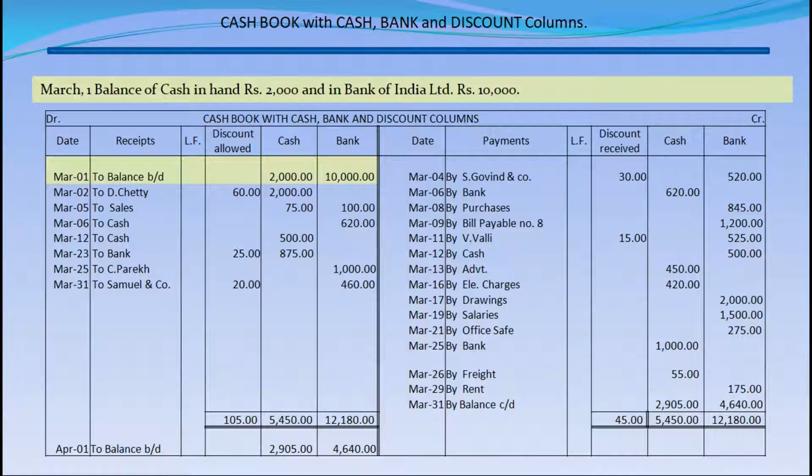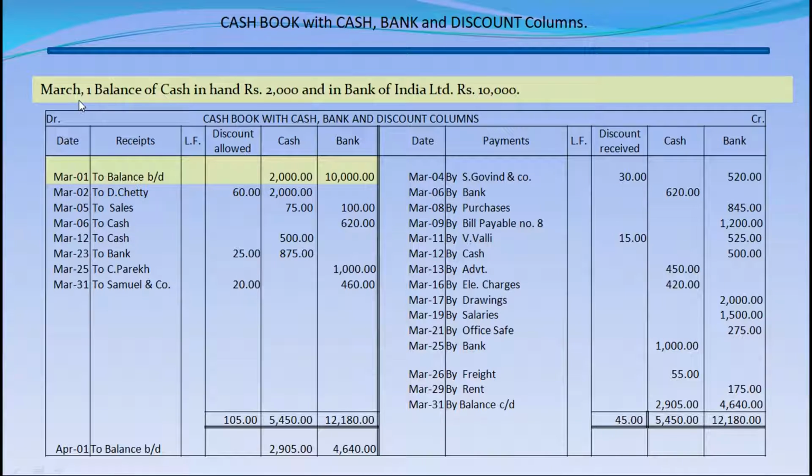We have debit side and credit side. On the debit side we have date column, receipts column, ledger folio column, discount allowed column, cash column, bank column. On the credit side, date column, payments column, ledger folio column, discount received column, cash and bank columns. In the cash column and bank column, we will record cash transactions and bank transactions respectively. In the discount allowed column is recorded the discount allowed by us. In the discount received column, we will record the discount received by us.